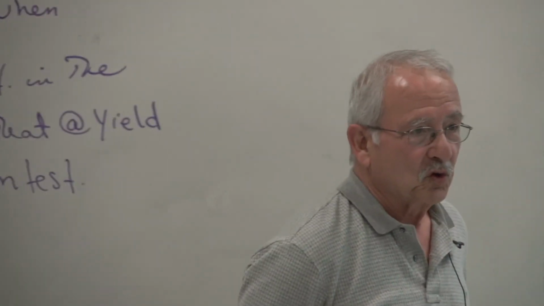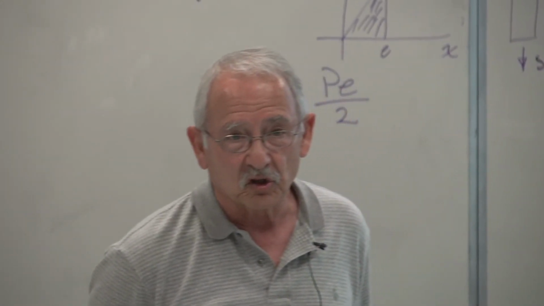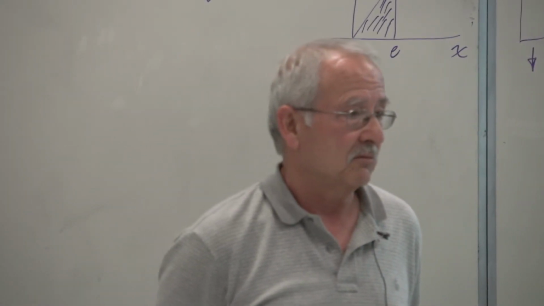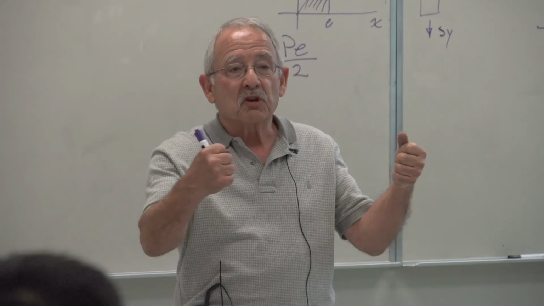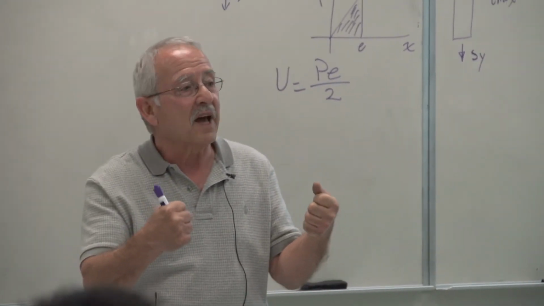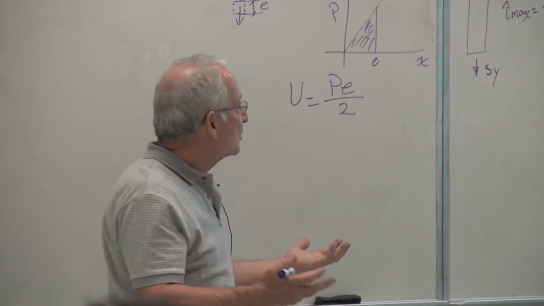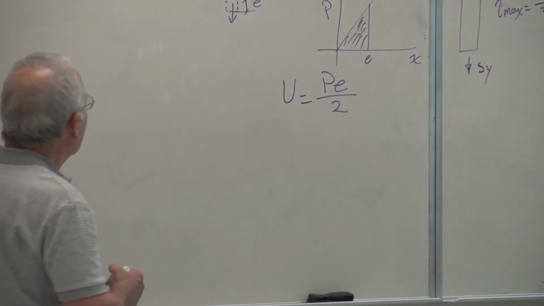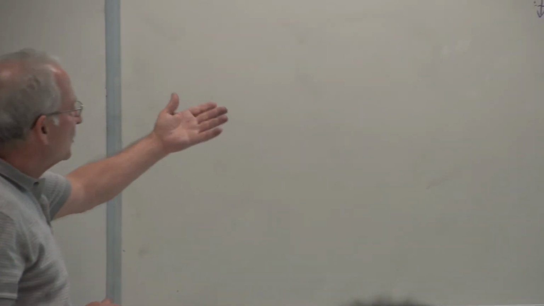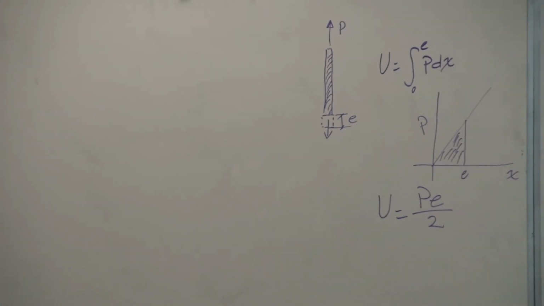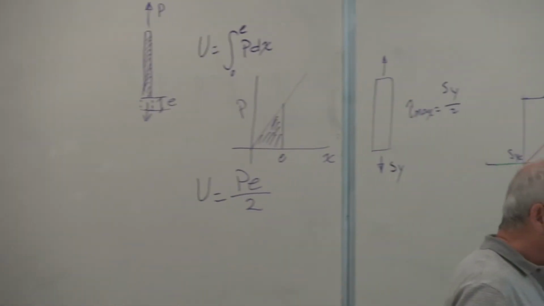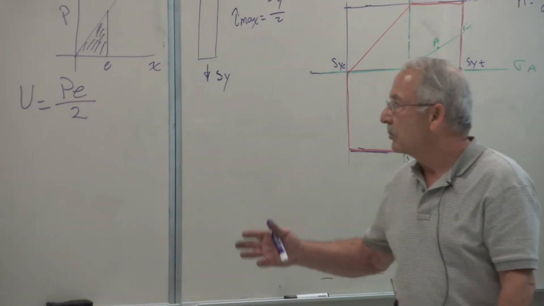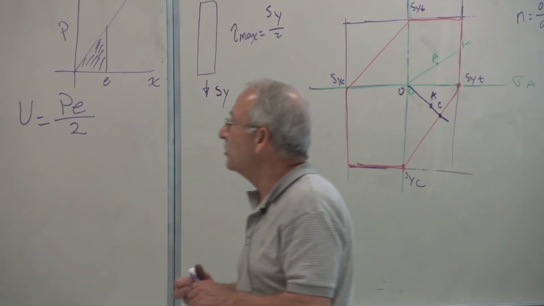The work that you do goes into the increase of the internal energy of the material called strain energy. This is the energy that is stored in the material by stretching the bonds that exist between its atoms. It's called strain energy. So when you did this work, you increased the strain energy in the material. We talk about not the total strain energy, but about strain energy density. So let me define that here.